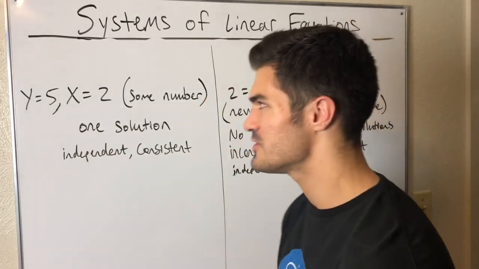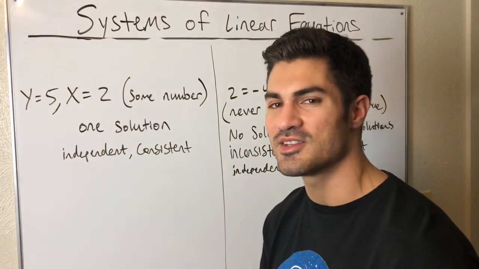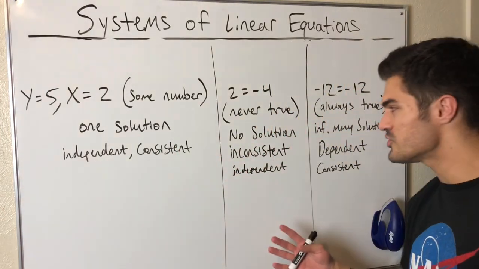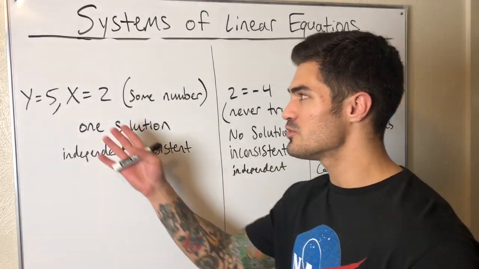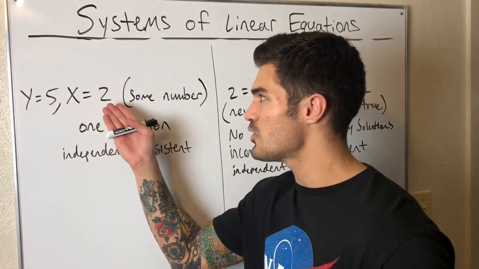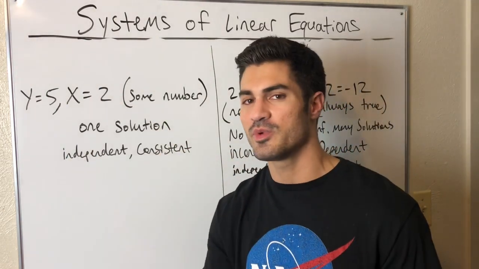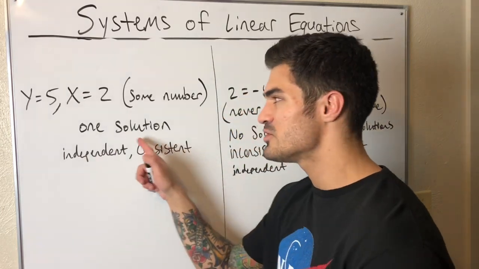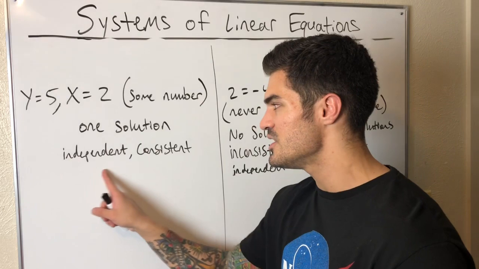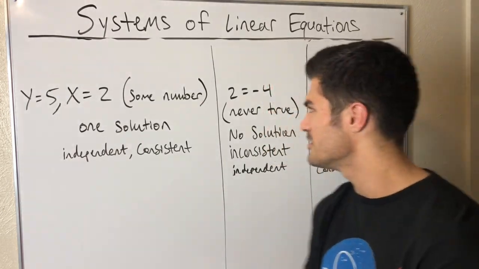But let's go ahead and wrap up this video and we'll go over the 3 cases, right? One solution, no solution, infinitely many solutions. So with one solution, we're able to solve, right? We can solve for x or y, whatever variable we get at first, then we can substitute that back in and we can get a full solution. That means we have one solution. And we also call this independent and consistent, okay?